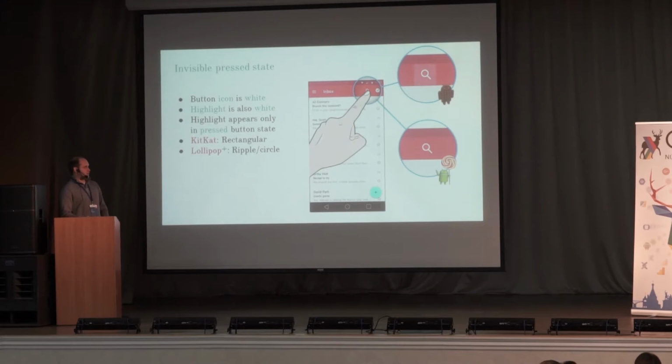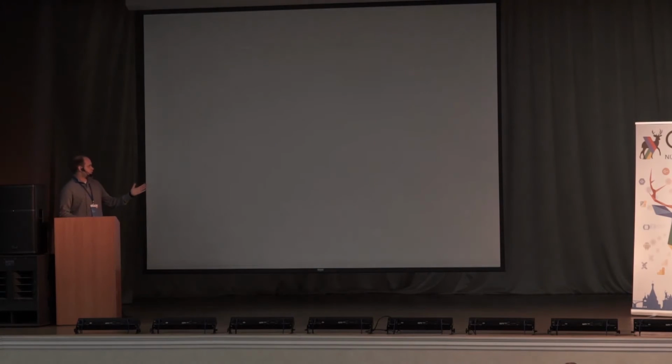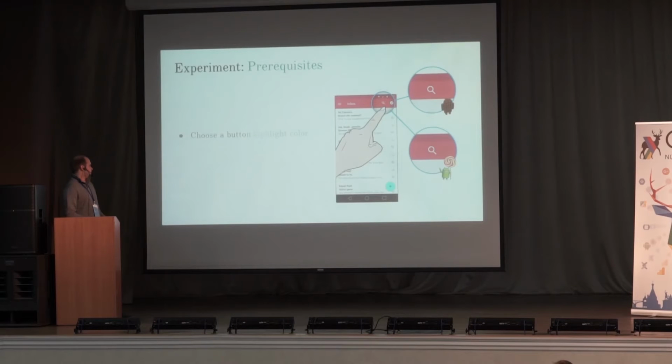And let's say we don't like this effect and we want to contrast the icon when it's pressed. So when it's pressed, we want it to go to black to be able to see it on the white background. So this is how we want it to look. So it goes to black and it's perfectly visible on the white background. I mean, it's a silly example, but it's something to play with. And then we want this result, and let's see how we can do it.